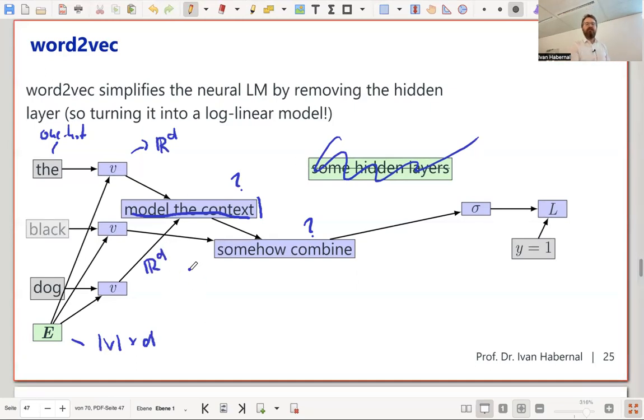So what is the simplest way of modeling the context if I have two vectors? How can I stitch them together? The easiest thing you can think of, a super simple thing.